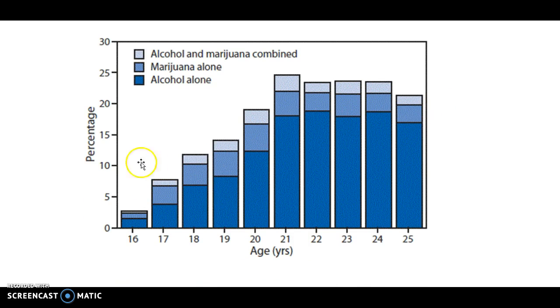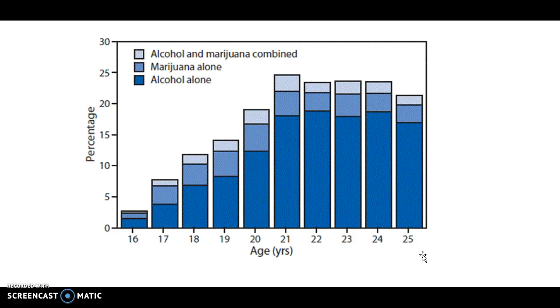So let's take a look at the graph, and here we've got it here. Basically, what do we see? We look here and we see percentage. Percentage of what? And here we have what we call the legend. We have the very, very dark blue, and that shows us alcohol alone, marijuana alone, and here the lightest, alcohol and marijuana combined. And here we have the age of users from 16 to 25.